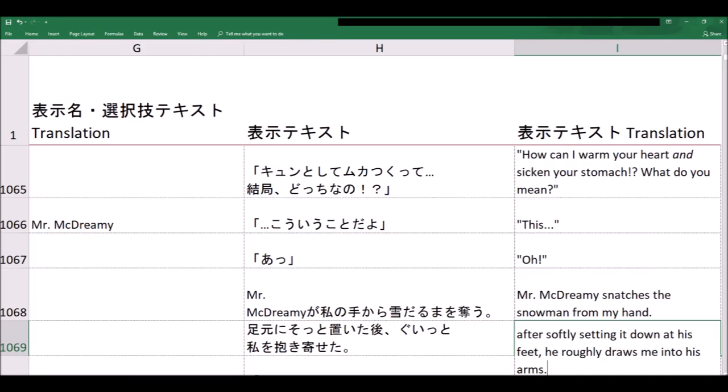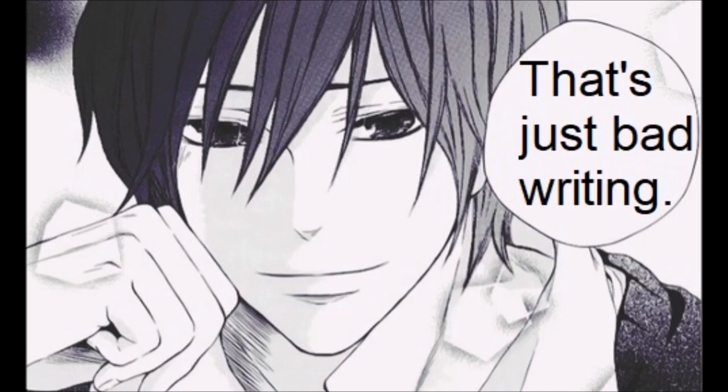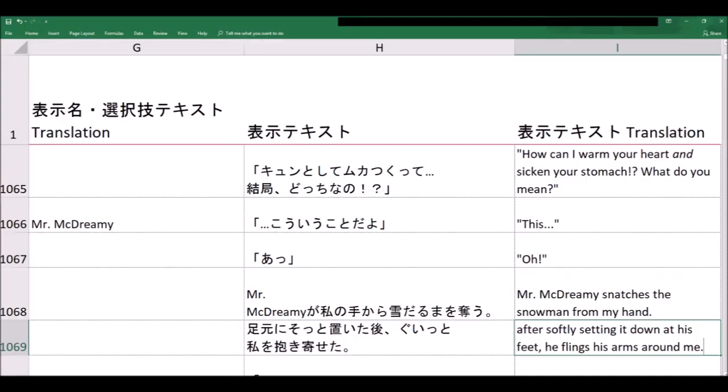his arms. Now, the phrase, roughly draws me into his arms, is a bit wordy and not concise. That's just bad writing. So I changed it to, he flings his arms around me. That paints a much better picture. Now, even though the entire thought is broken up into two cells one way in Japanese, it doesn't mean keeping the division where it is makes the most sense in English. I like the flinging his arms around her part to be isolated. It has more punch and impact that way.